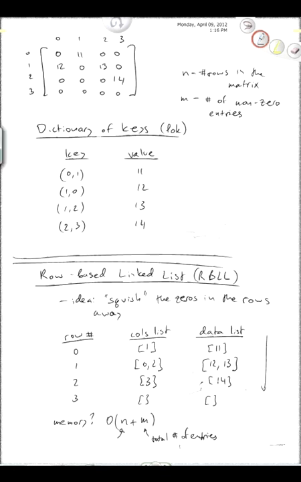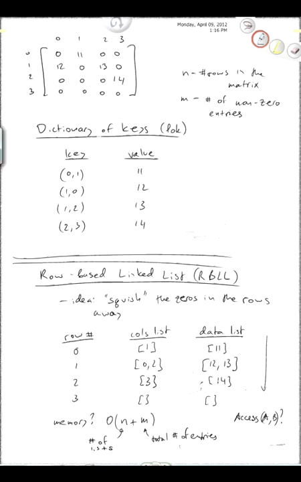And this is the number of lists overall. So memory is O of n plus m. And what about accessing? So if somebody comes along and says, is edge 1, 3 in the graph? How quickly can we answer this question?